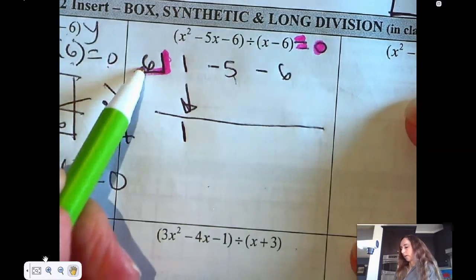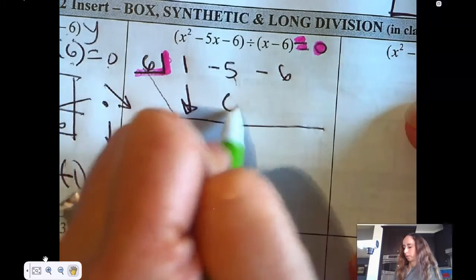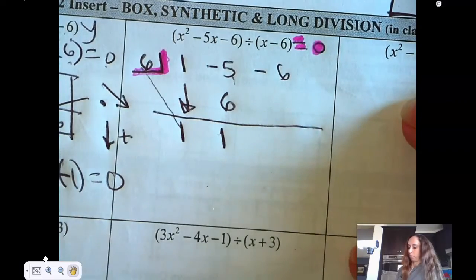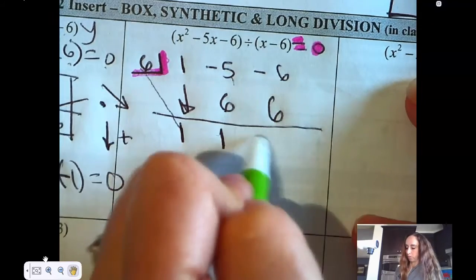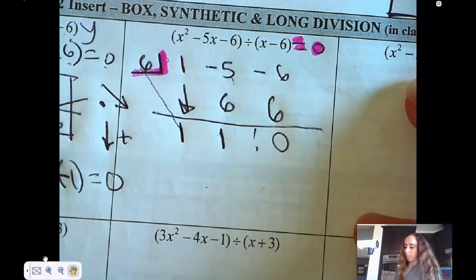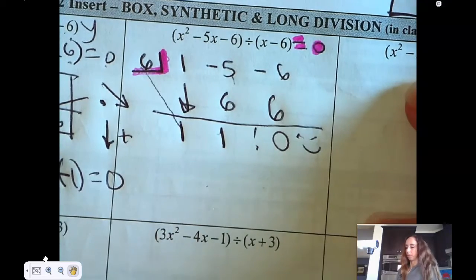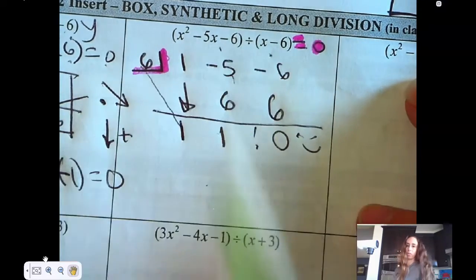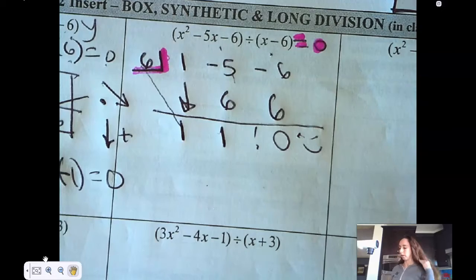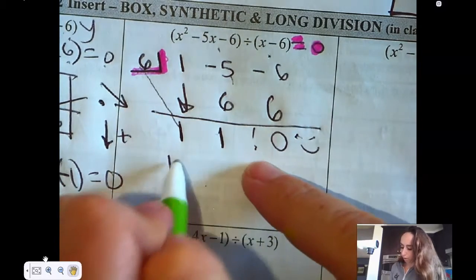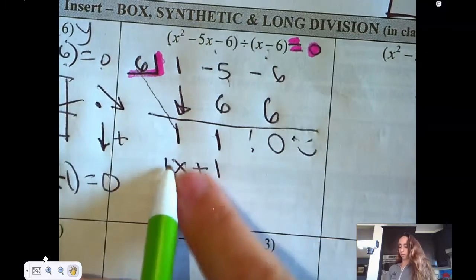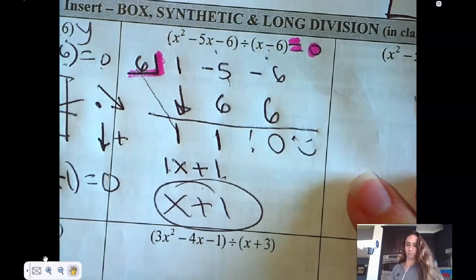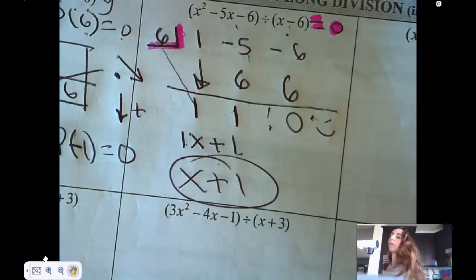All right? So this is diagonal. 6 times 1, 6. It goes here. Vertically, add. Diagonal, multiply. Vertical, add. Okay? My goal is to get 0. If I get 0, that means that this is a factor of that. And then some of you go, well, what is the factor? Okay, well, it's going to be 1x plus 1. It was x squared. Then if you take out an x, you're left with x plus 1. Okay, let me do another one to let you see.